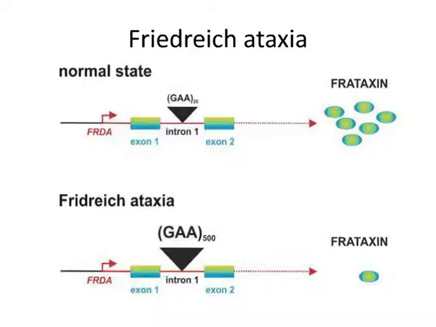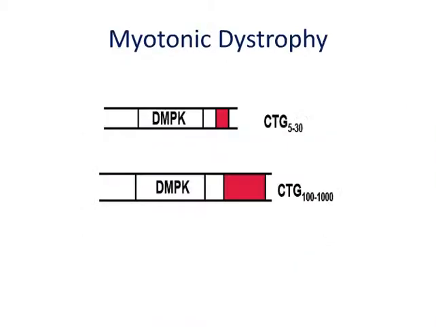Friedreich's ataxia is caused by an expansion of GAA repeats in the first intron of the frataxin gene. In normal people, the number of GAA repeats in the frataxin gene is less than 33. But in people afflicted with Friedreich's ataxia, the number of repeats can number in the thousands. This greatly decreases the amount of frataxin protein in cells.